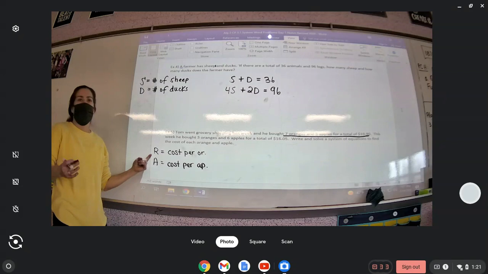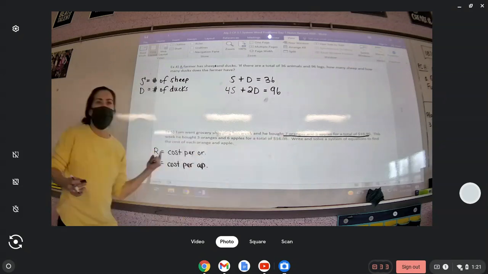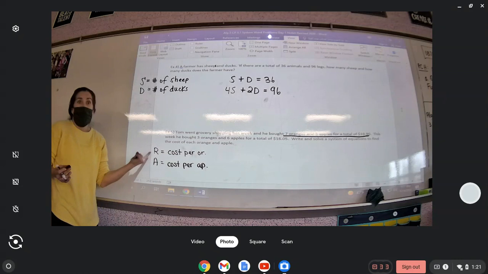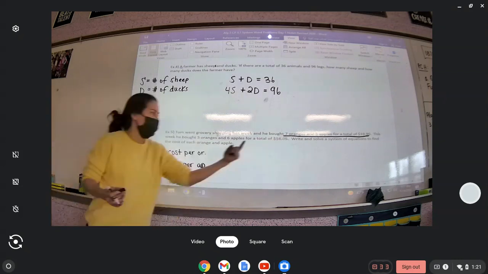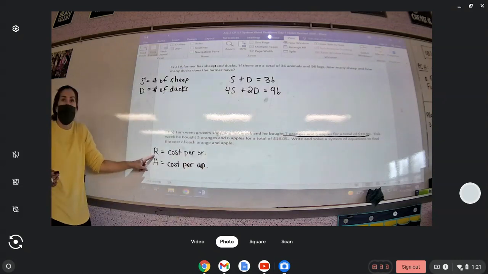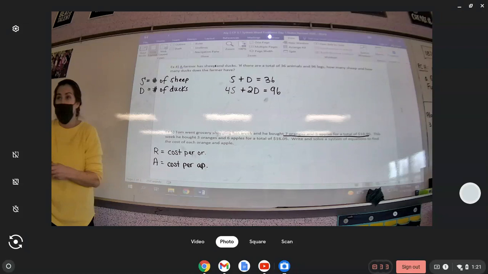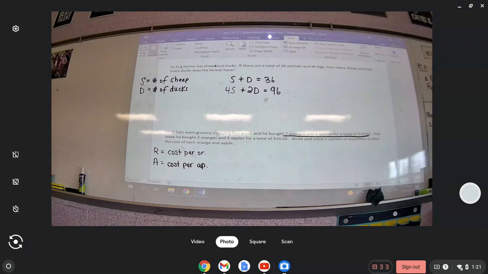So if it was $1 per orange, and he bought 7 of them, how would you find out how much money he spent? 7 times 1, the $1. So if he bought 7 oranges, and that's the price per orange, how much money is he going to spend on oranges? 7 times, what's the cost? R. Are you the only person that knows that? No? If that's the cost, maybe I spoke Chinese there.